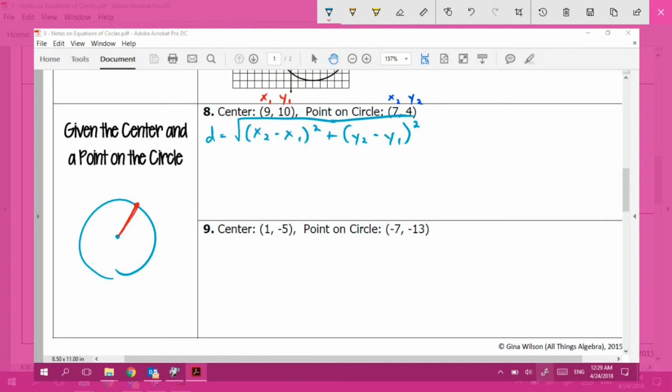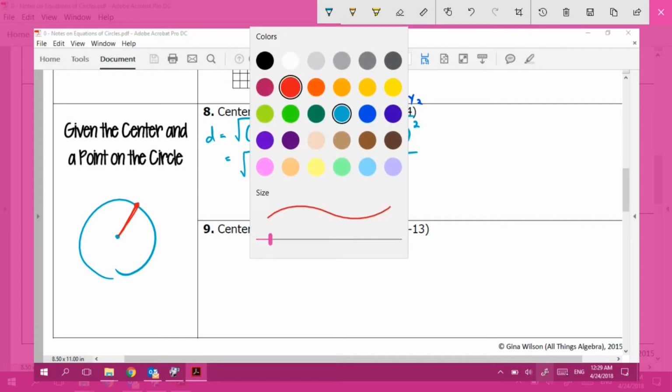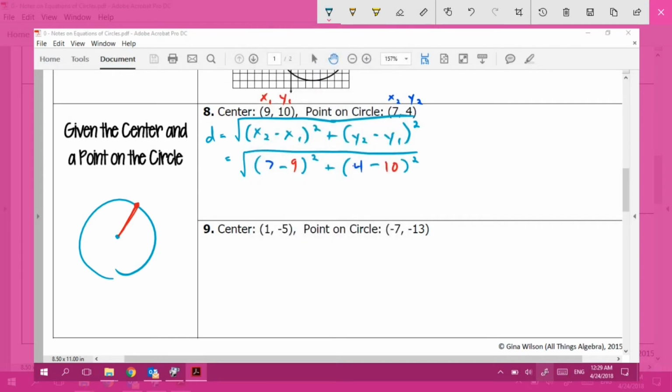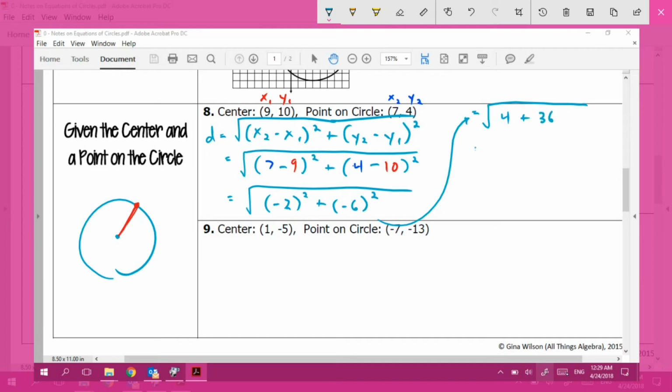So now let me plug all these numbers into the formula. Equals square root of x2, I chose as 7, minus x1, I chose as 9, okay, squared, plus y2, I chose as 4, minus y1, which I had is 10, okay, squared. Then this is going to simplify to square root of, inside the parentheses, we've got 7 minus 9, that's negative 2, squared, plus 4 minus 10 is negative 6 squared. Okay, this is going to now simplify to negative 2 squared is positive 4. There's no way it can come out negative. Okay, guys, if you got a negative, that's wrong. So it's 4 plus negative 6 squared is going to be 36. So now we've got 4 plus 36. That is the square root of 40. Okay, so it's going to be the square root of 40.